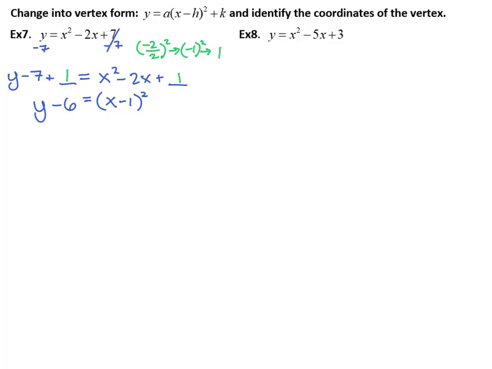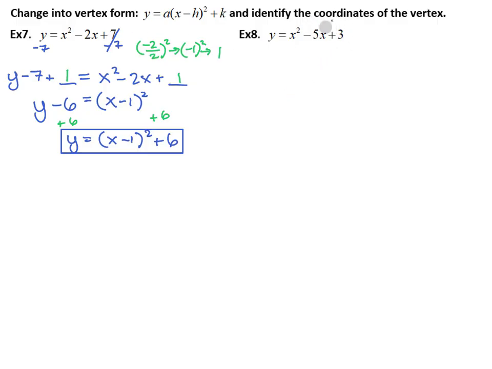And believe it or not, we are super close to our vertex form. All I got to do is pop this 6 on at the end over here, and we get y equals x minus 1 squared plus 6. And that guy is in vertex form. Beautiful.